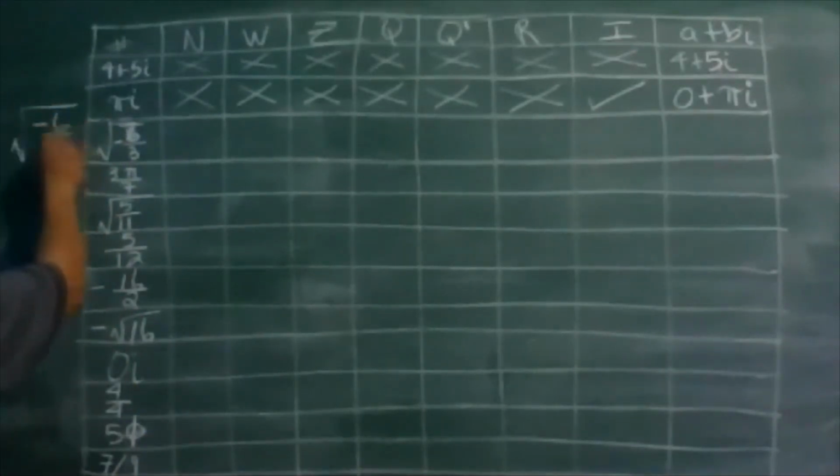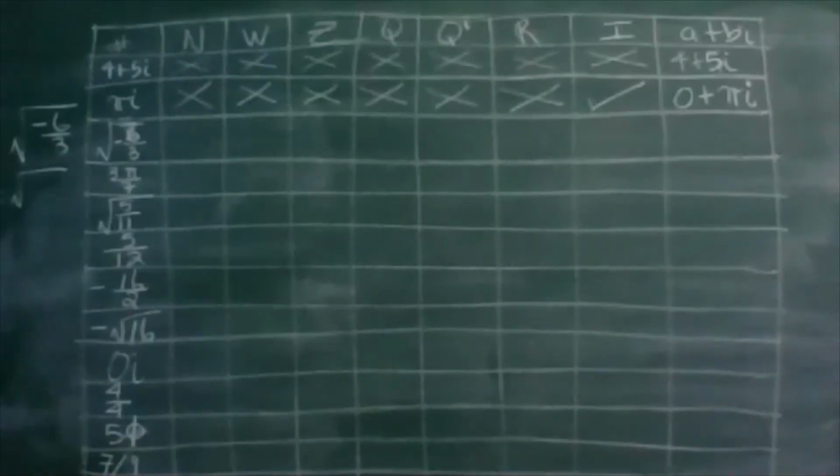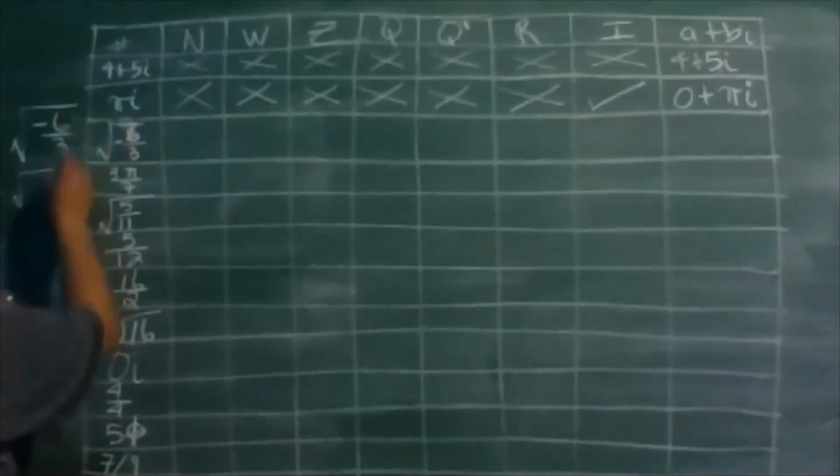The third one says the square root of -6 over 3. But when it comes to this classification, we have to be able to understand what that number really is. Because 3 can go into 3, 1, 3 can go into 6, 2. So this is basically the square root of -2.